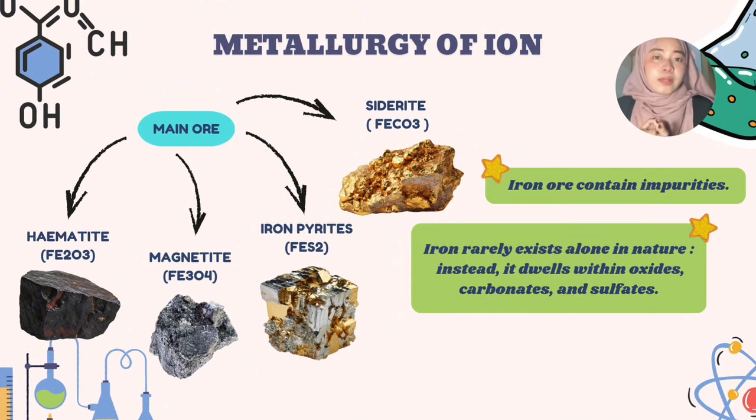The last one is iron pyrites, commonly known as fool's gold because of its metallic luster and pale brassy yellow hue. While it contains iron, it is actually used more often for its sulfur content than for making iron metal.